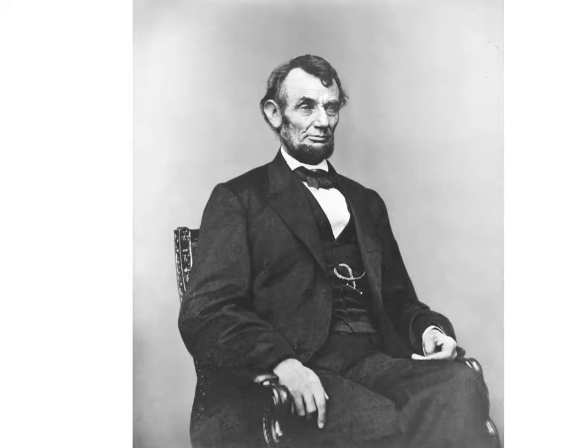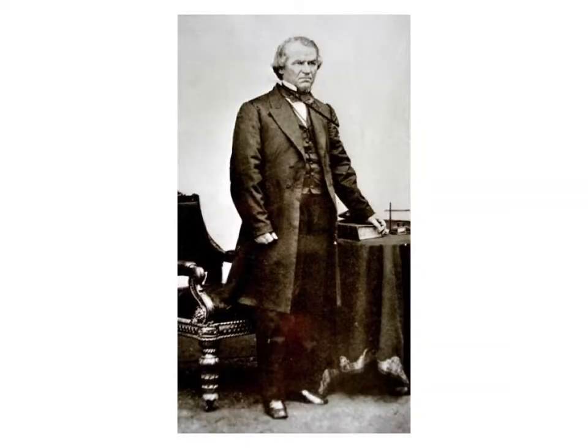Starting with Abraham Lincoln's 10% plan in 1863, the federal government searched for a way to bring the former Confederate states back into the Union. Andrew Johnson's Reconstruction Plan allowed the Southern aristocracy to maintain political and economic dominance through laws like the Black Codes.